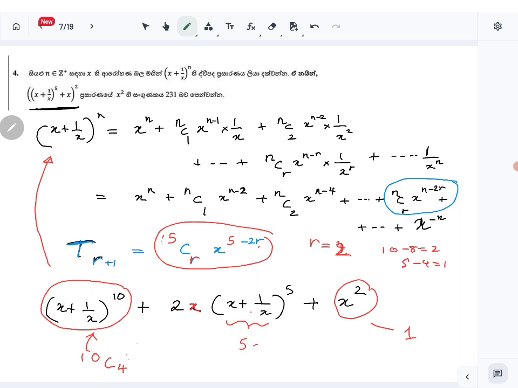So from here you get what? 5C2 x. Then that has to be multiplied by that outside 2x. That will create the x squared term, which is what? 2 times 5C2 x squared. So the coefficient from that one is this part. So now we have all three coefficients. Now add them.